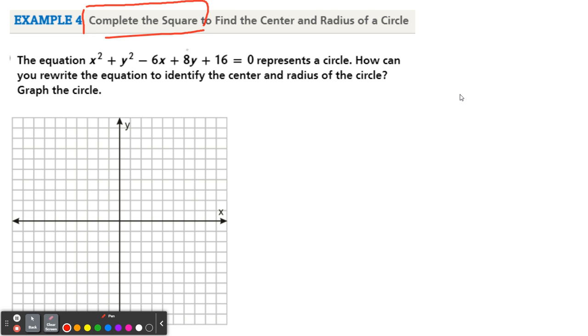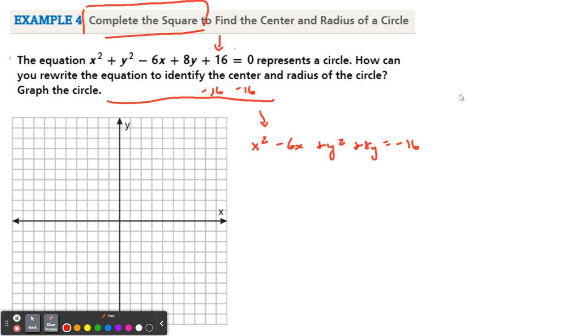So the first step is anything without an x or a y, you move to the right side. This 16 has no x or y, so we're going to move it to the right side by subtracting 16 on both sides. So this becomes x squared minus 6x plus y squared plus 8y equals negative 16. I removed the constant and put the common variable terms next to each other.